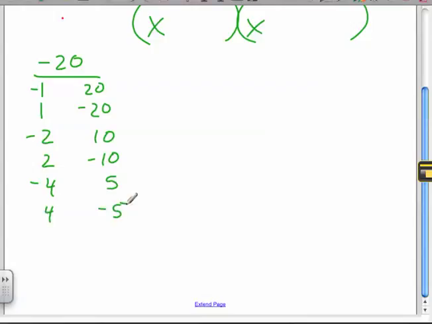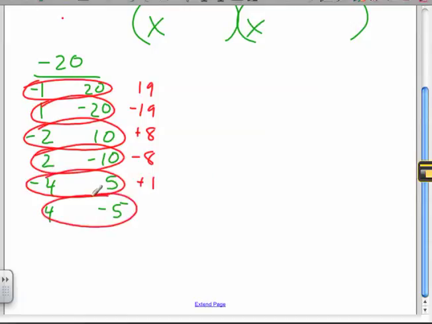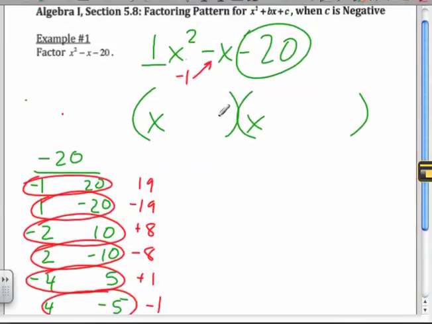Now, let's look at the sums of these pairs, because this gives us the middle coefficient. That gives me positive 19. This gives me negative 19. This gives me positive 8. This gives me negative 8. This gives me positive 1. And this gives me negative 1. And remember, we were looking for negative 1, the coefficient of the x term.